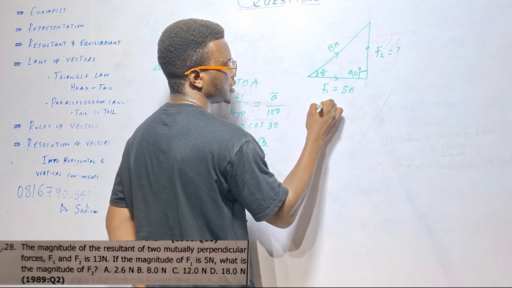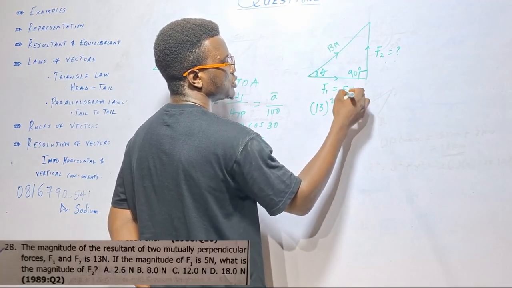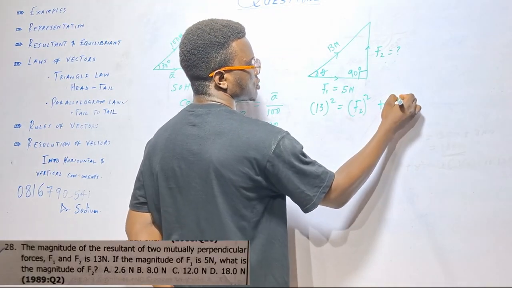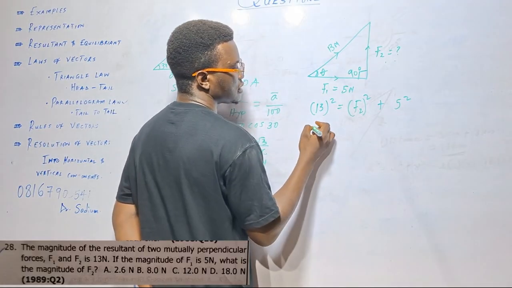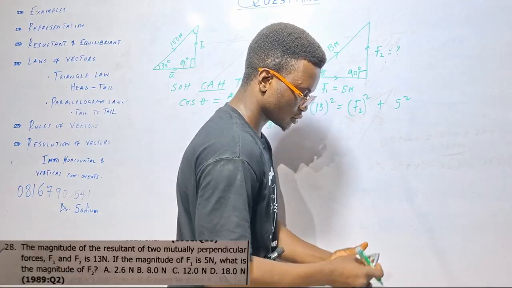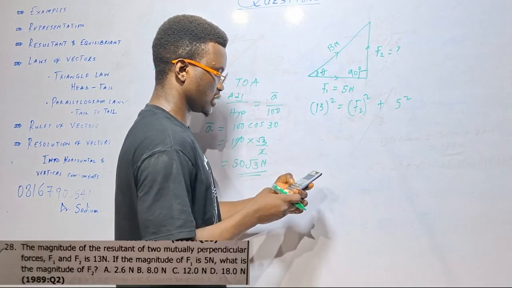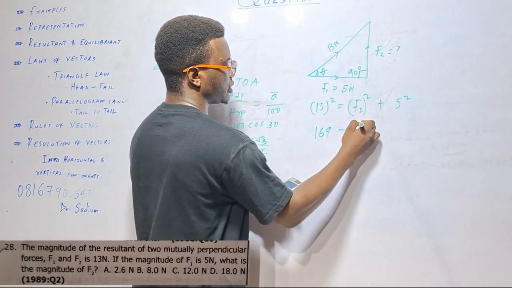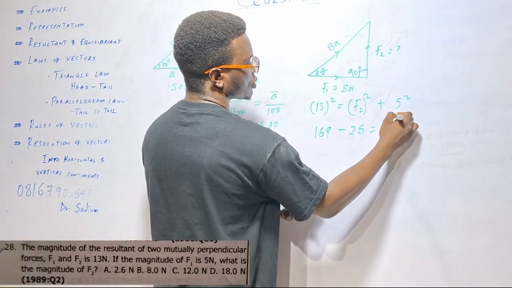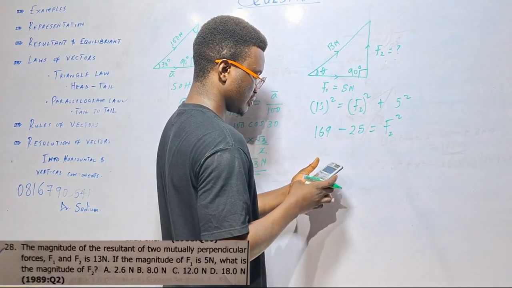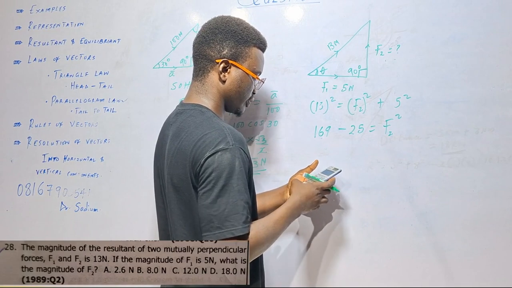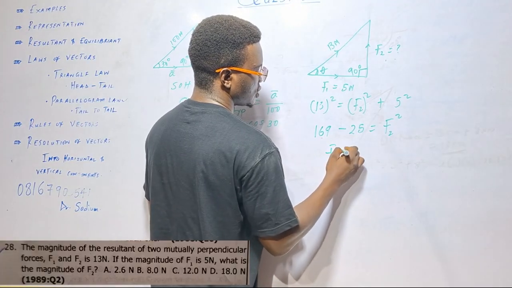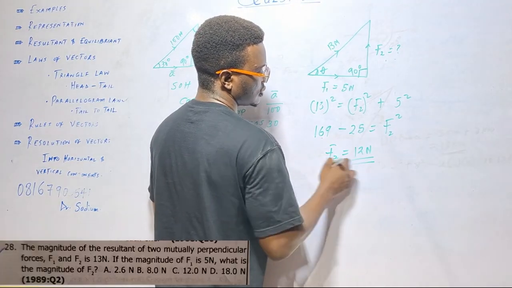Now let's solve it using Pythagoras theorem. Hypotenuse squared equals opposite squared, which is F2 squared, plus adjacent squared, that's 5 squared. So 13 squared is 169, and 5 squared is 25. Take it to the other side, that's 169 minus 25 equals F2 squared. 169 minus 25 is 144. Then the square root of 144 is 12. So the answer is 12 Newton.